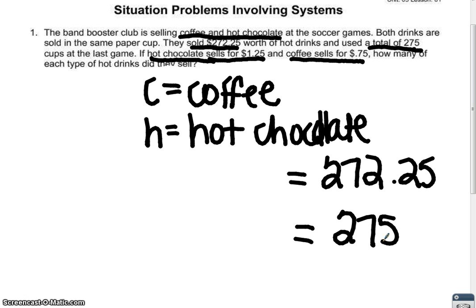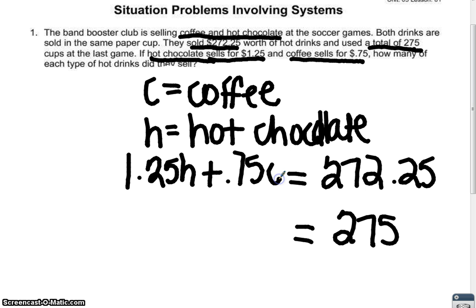Okay, so using my variables, we're going to come up with an equation. So how much was hot chocolate sold for? $1.25. So I should have $1.25 H plus how much was coffee sold for? 75 cents C is equal to $272.25.